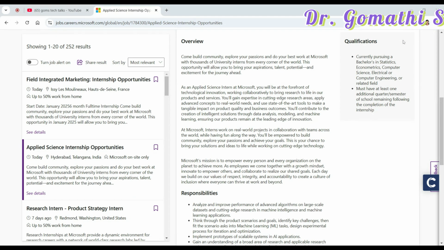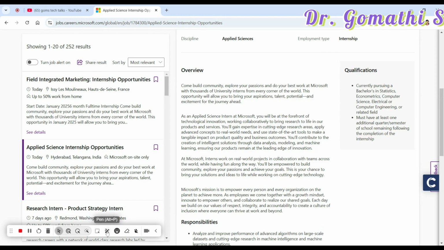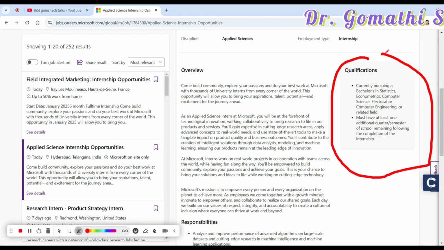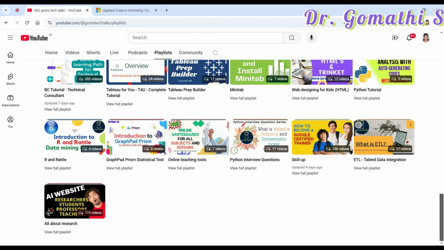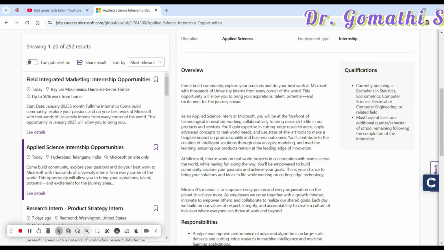Now, let us understand who is eligible for this. On the right side, you can see the qualifications of those who are trying to apply. They should be pursuing a bachelor's in statistics, econometrics, computer science, electrical or computer engineering, or related fields. You must have at least one additional quarter or semester, which means that after you complete this internship, you have to go back to your college and complete your studies. So at least one extra year should be there. You can be a first year student, having completed at least one semester, or a second year student, third year, anything. It's a bachelor's in any of these fields, but you should still have one more semester to complete. Okay, so this is what is expected.